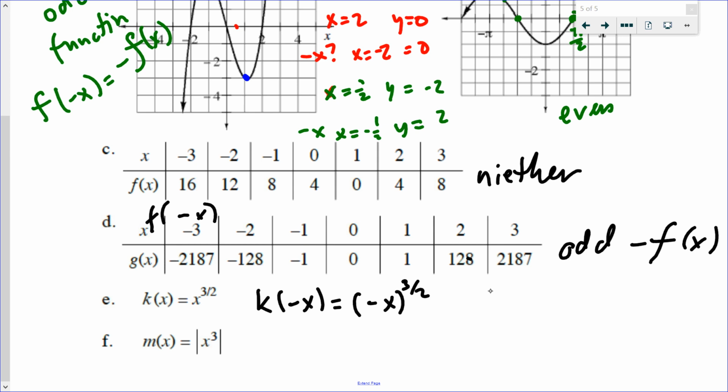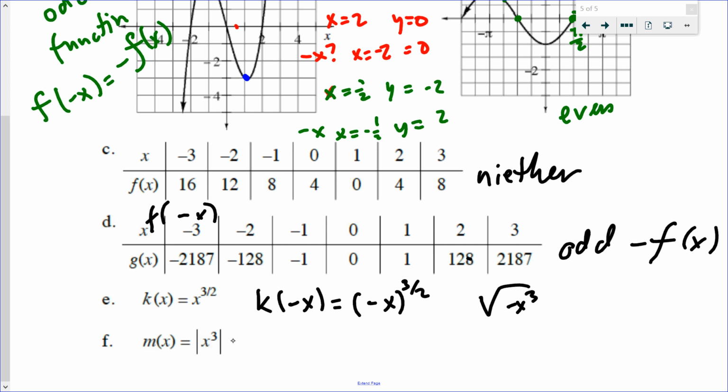We could look at this differently if we wanted to. We could call this the square root of -x cubed, which will not get us the same values every time, okay? And you can always try some values to see if it gets you to one or the other.